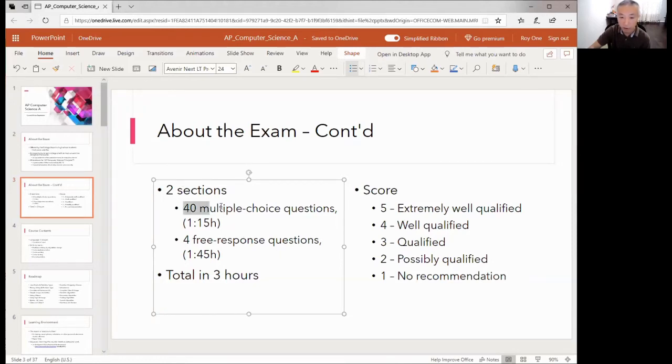First section is 40 multiple choice questions. It's just like a normal exam. You already know, familiar with this kind of thing. And then another section will come in as free response questions. Okay, so in this 40 multiple choice questions, since it lets you choose A, B, C, D, one of them or more than one of them.